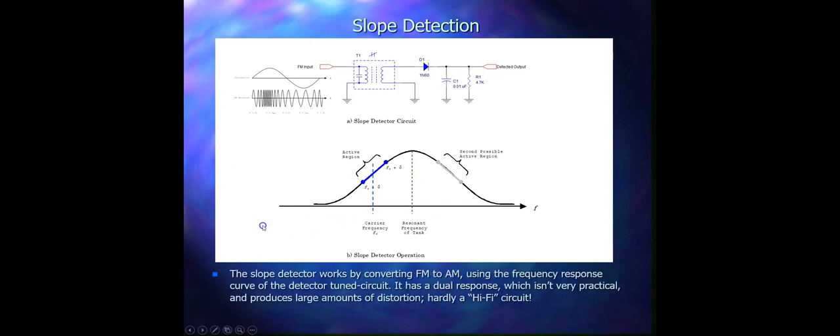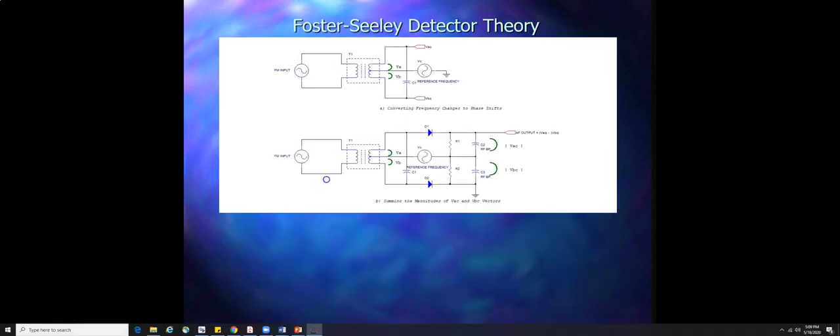Now let's see the other method, but let's first read what it says. The slope detector works by converting the FM to AM. We saw that already. And using the frequency response curve of the detector tuned circuit, it has a dual response, which isn't very practical and produces a large amount of distortion, hardly a hi-fi circuit.